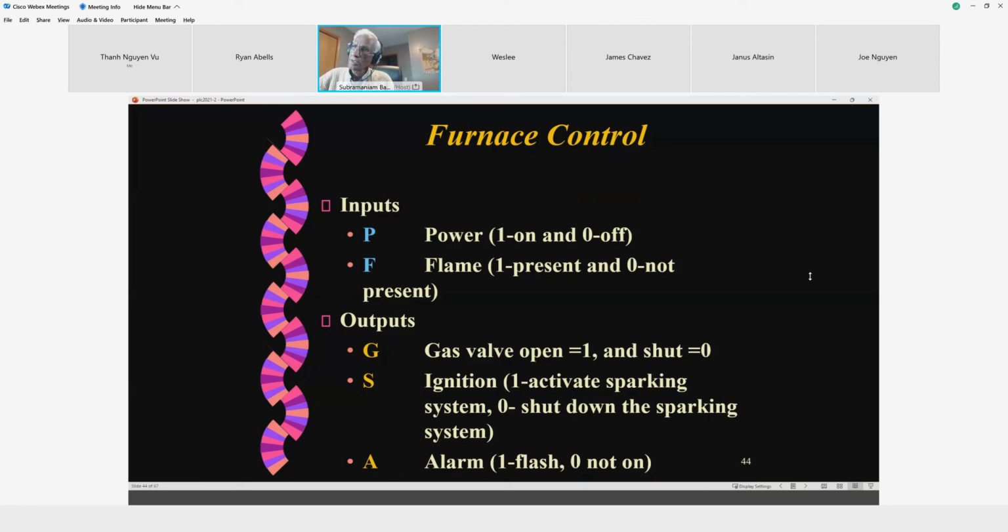Okay. An alarm, flash or siren or whatever. When it is flashing, something has gone wrong, 1. It is not flashing, everything is good, 0. So right now, let's take the very minimal input output combination. Okay, so in the previous case, we had 1 input, 2 outputs. Now we are going 2 inputs, 3 outputs.